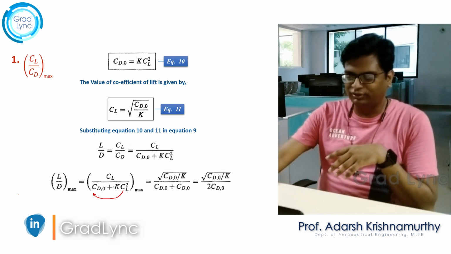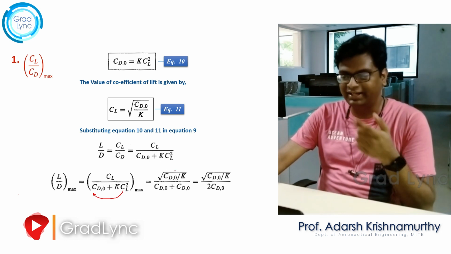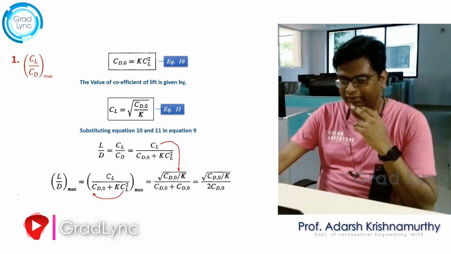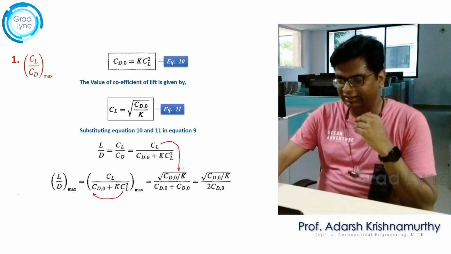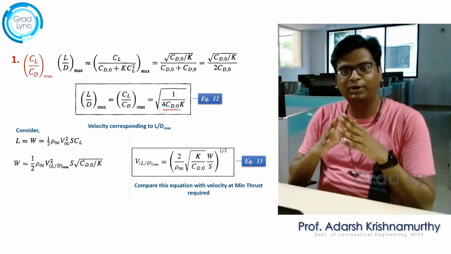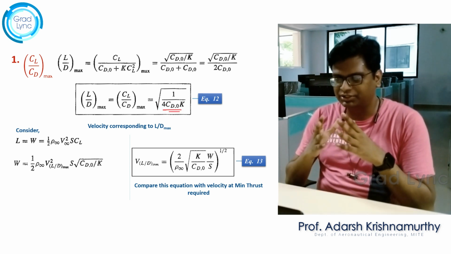Right. So if I substitute the values of coefficient of lift and the condition CD naught is equal to K CL square in equation number 9, I am going to get the value of L by D max after simplification as under root of 1 by 4 CD naught into K. Let's call this as equation number 12.